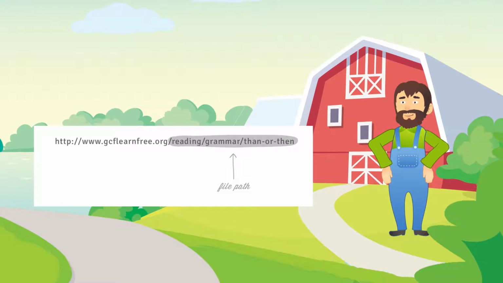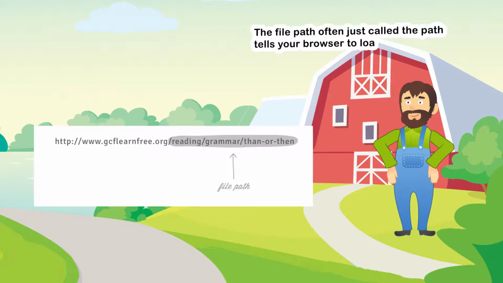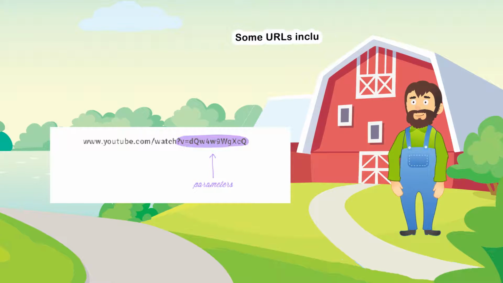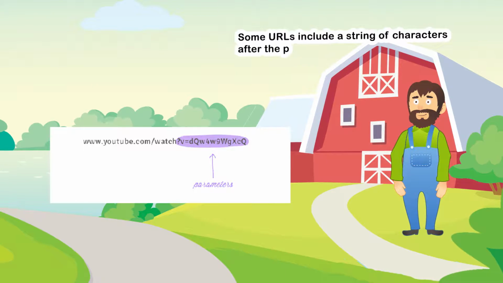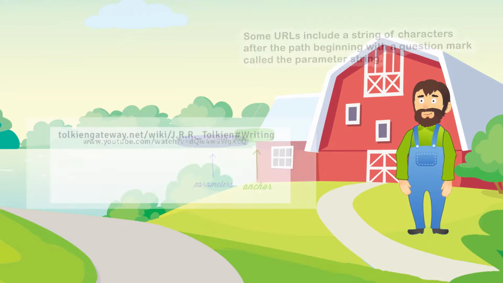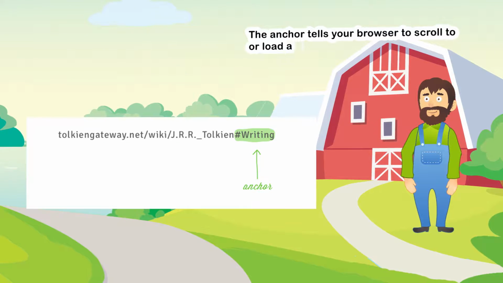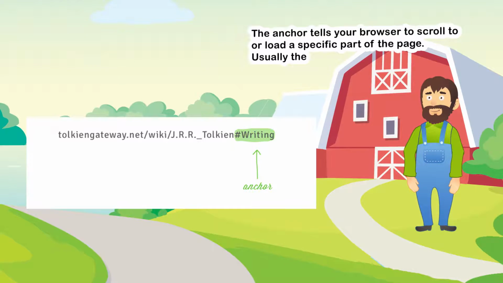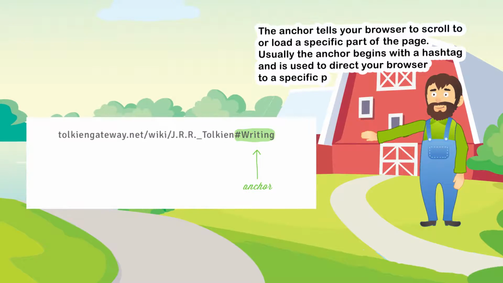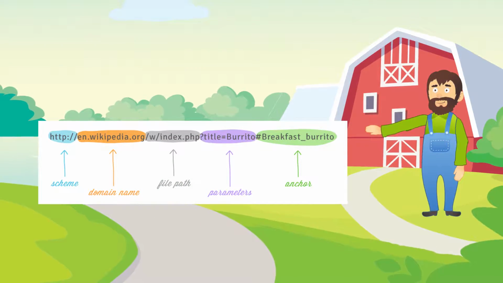File path. The file path, often just called the path, tells your browser to load a specific page. Parameters. Some URLs include a string of characters after the path, beginning with a question mark, called the parameter string. Anchor. The anchor tells your browser to scroll to or load a specific part of the page. Usually the anchor begins with a hashtag and is used to direct your browser to a specific part of a very long page, much like a bookmark. A whole URL.